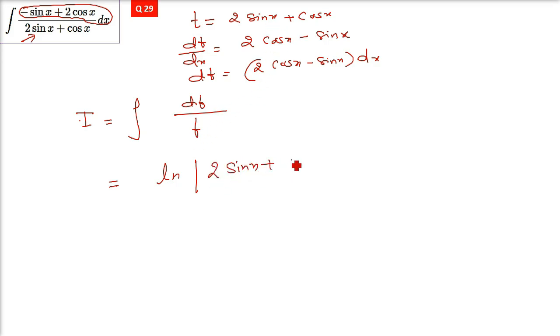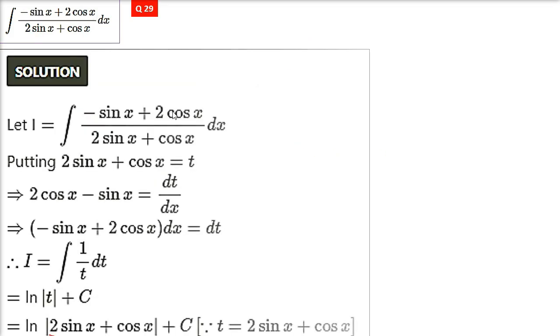Don't bypass this step, okay? You have to write that step. I'll show you how to do that. So this is the solution we were talking about.